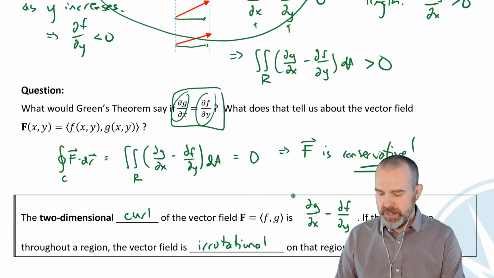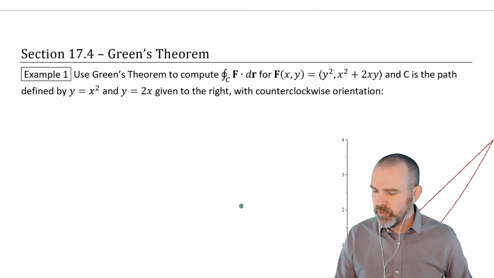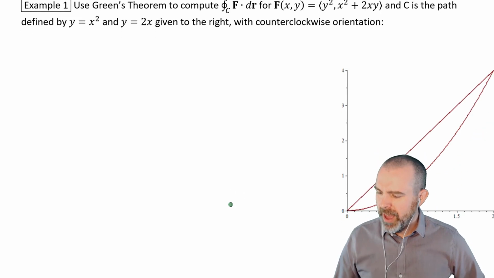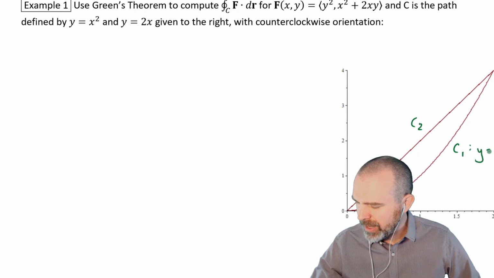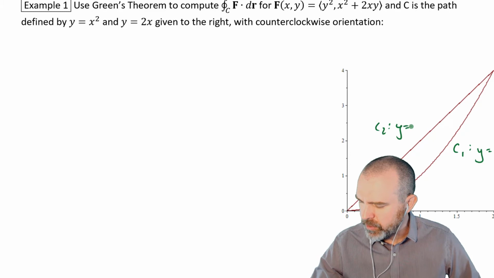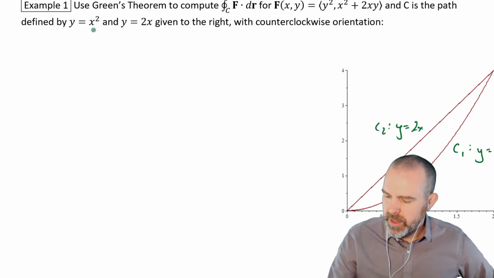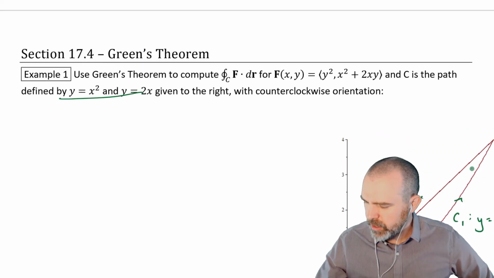Okay, let's move on and do a couple of examples here. First use of this one, we're going to use Green's theorem to compute this line integral along the closed path here. I have the path C. It's kind of like C1 and C2. C1, I believe, is supposed to be x squared. Looks like 1, 1, 2, 4. And then C2 looks to be 2x. C is the path given by y equals x squared and y equals 2x in the counterclockwise orientation.